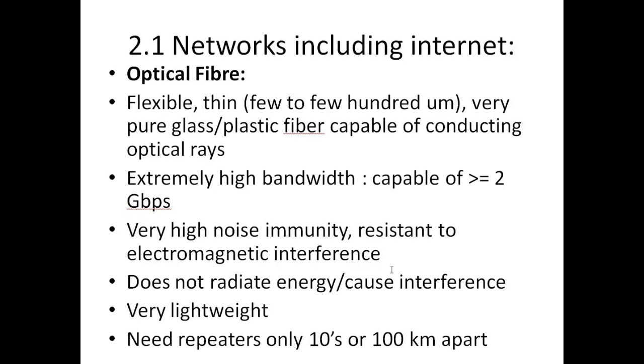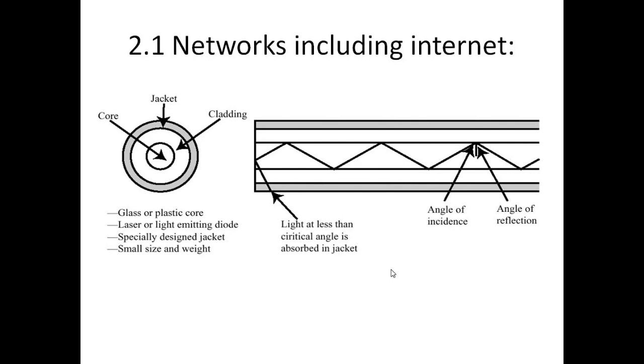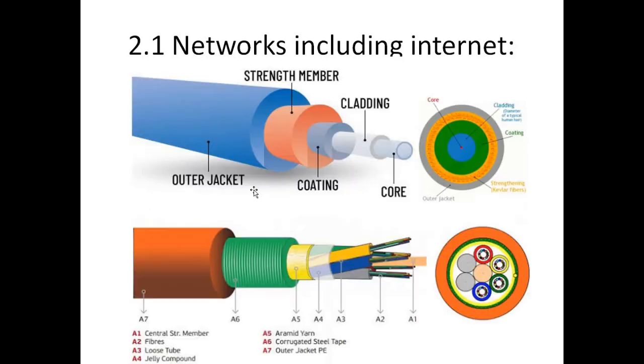It does not radiate energy, hence it cannot cause interference in nearby wires. It is very lightweight, and it needs repeaters every 10 or 100 kilometers. This is the internal structure of a fiber optic. In the middle we have a core that is made up of pure glass or plastic. Then we have some cladding, and finally we have a plastic jacket. And this is how light waves travel inside that plastic or glass fiber.